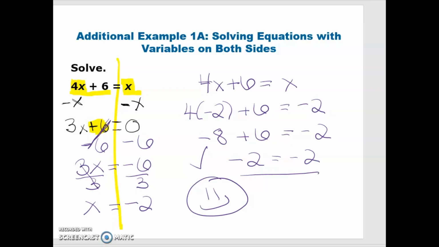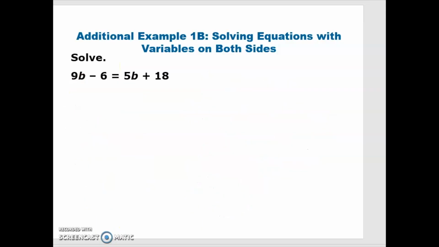Okay, let's try another one. We'll do some fun ones. All right, so same thing. I'm going to draw that line. I'm going to look and see if I can simplify. I cannot. I like to move my smaller variable, 5b. How do I get rid of a 5b? I subtract 5b on both sides. Okay, 9b minus 5b is 4b. 5b minus 5b goes away, and I have 18.